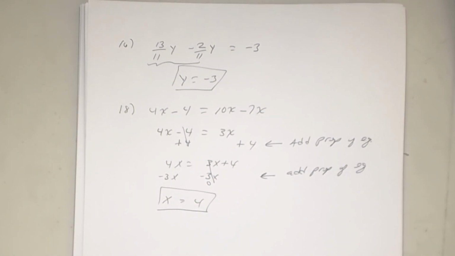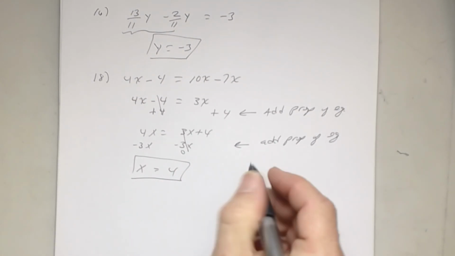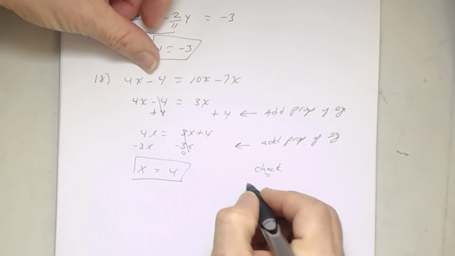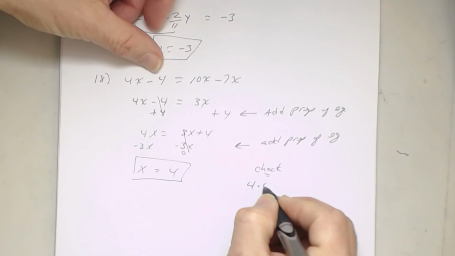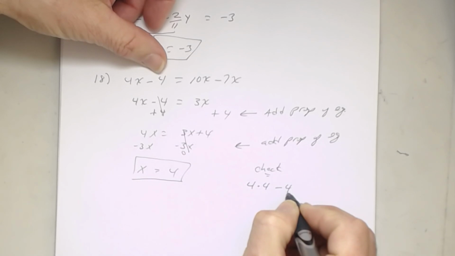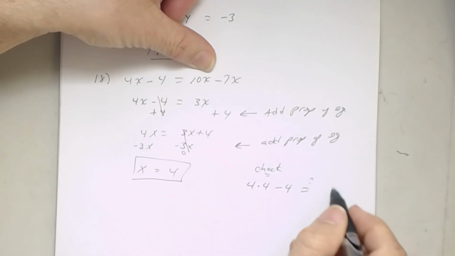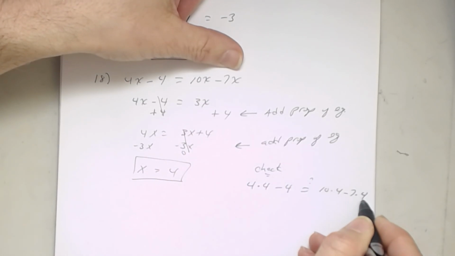And you could check it. If you want to check it, this is what it would look like. You would say this. So where you see the variable x, what are you going to substitute? 4. So 4 times 4 minus 4. And you want to see if that's going to equal 10 times what? 4 minus 7 times what? 4. Okay.